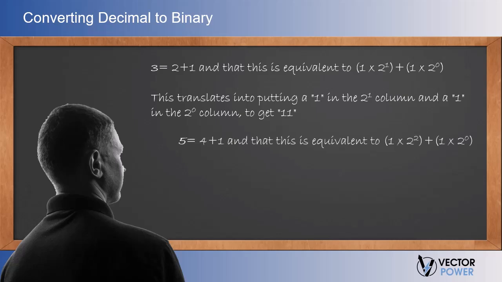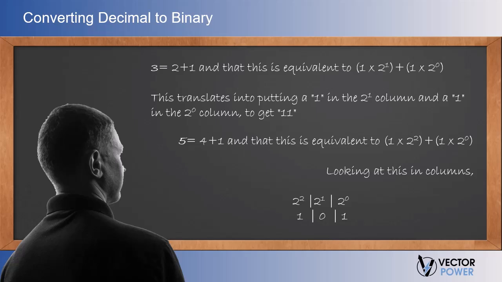Almost as intuitive is the number 5. It is obvious 4 plus 1 equals 5, which is the same as saying 1 times 2 to the power of 2 plus 1 times 2 to the power of 0 equals 5. Looking at this in columns, 2 to the power of 2, 2 to the power of 1, 2 to the power of 0 would be represented as 1, 0, 1.